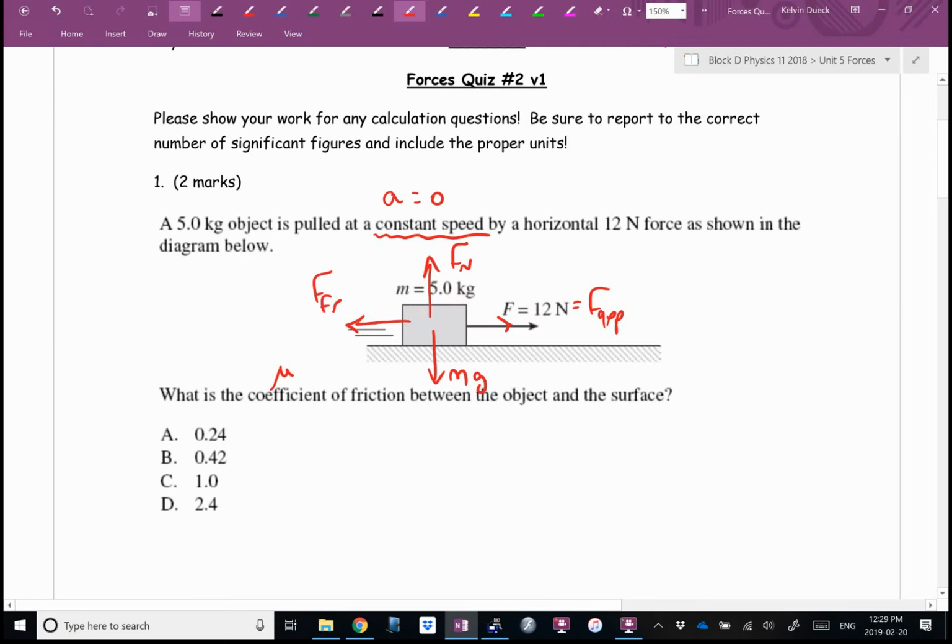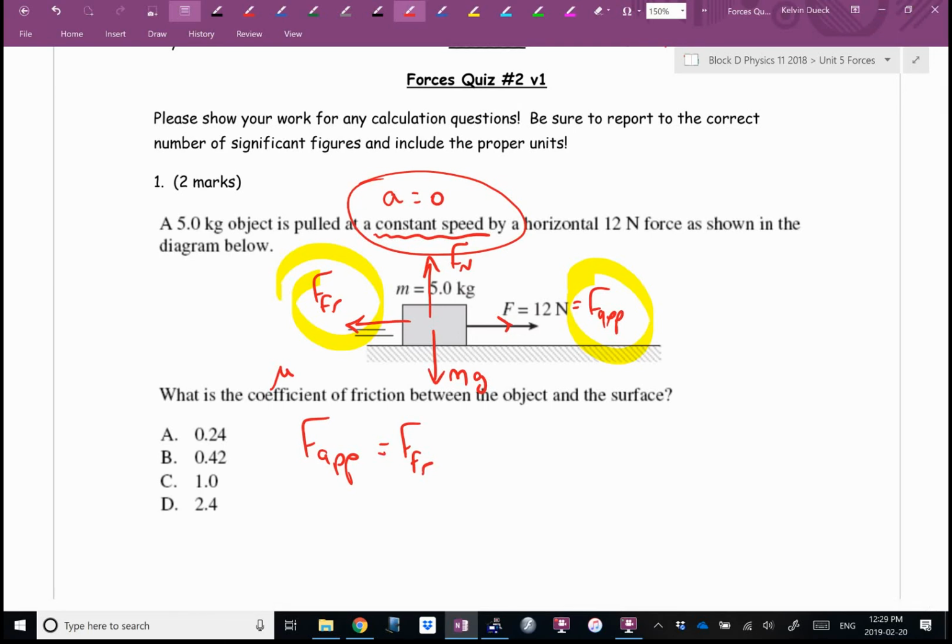Now, normally, Blake, I would say, who's winning? Who's losing? And I would go, winner minus loser equals what? MA. But because it's at a constant speed, I think I can say that this force and this force are balanced or tied. So if I wanted to take a shortcut, I could go like this. F applied equals friction. Now, they want me to find mu, the coefficient of friction. So now I'm going to say friction is what times what? Friction is mu times the normal force. And F applied as a number is 12.